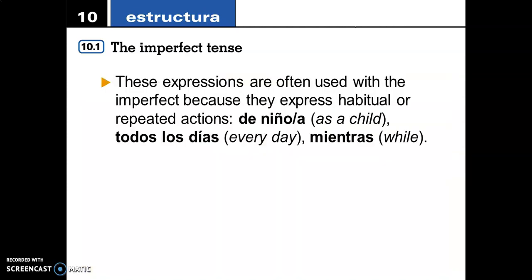So these expressions are often going to be used with the imperfect tense. De niño or de niña. So you're saying like as a child, when I was younger, right? Todos los días, todos los meses, todas las semanas, right? Todos los domingos. Anytime you're saying todos los, and you're talking about something being habitual, something you did over and over again, you're going to use the imperfecto. And then mientras. Mientras is indicating while. So while something was going on, this happened. So if you're using mientras and speaking in the past tense, then you're most likely going to use el imperfecto.